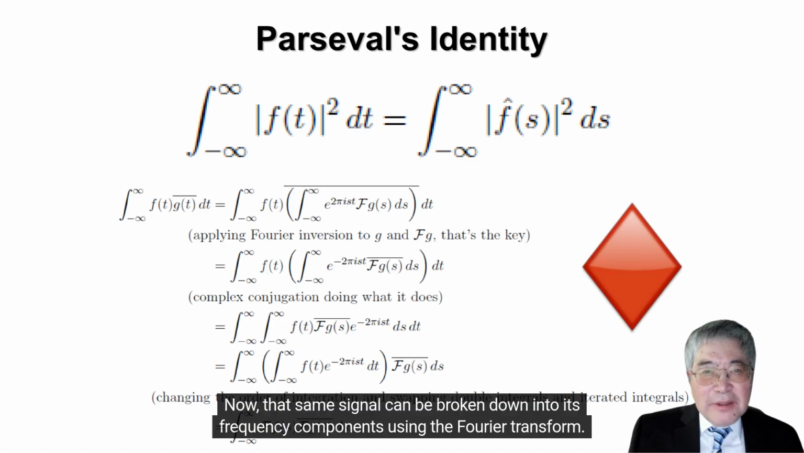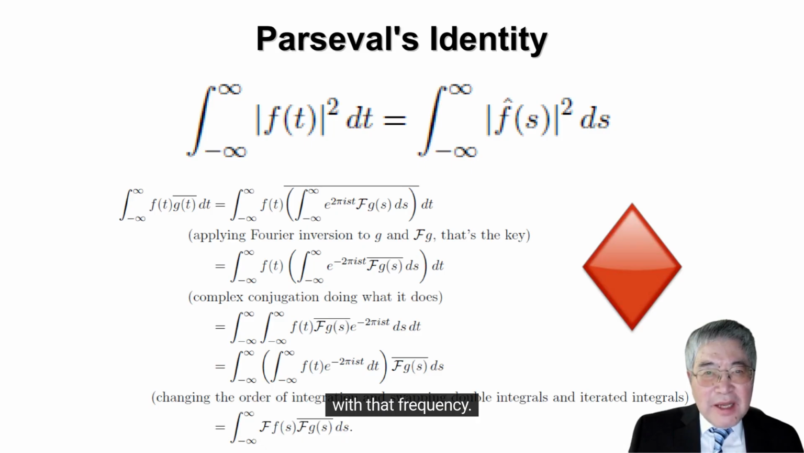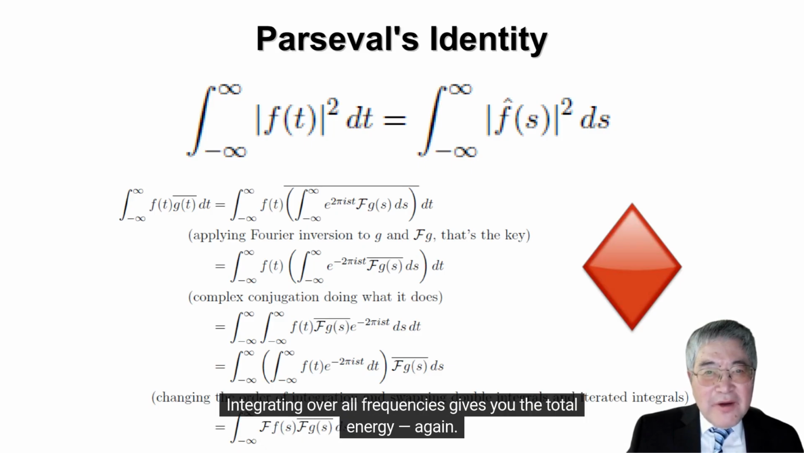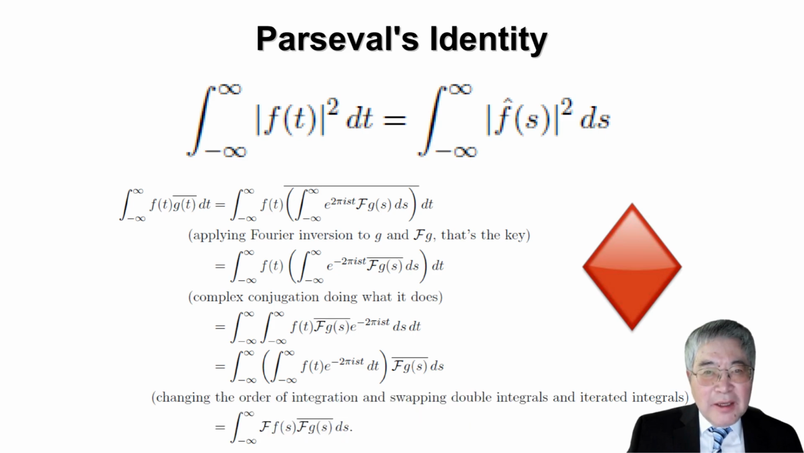Now that same signal can be broken down into its frequency components using the Fourier transform. In that domain, each component has an amplitude, and squaring that amplitude gives you the energy associated with that frequency. Integrating over all frequencies gives you the total energy again. So Parseval's identity tells us something very beautiful. Energy is conserved between the time domain and the frequency domain.